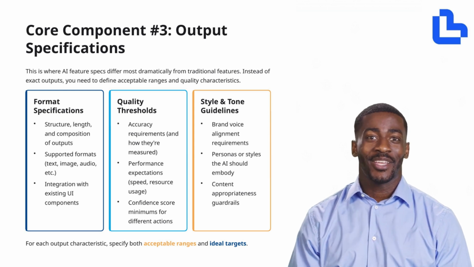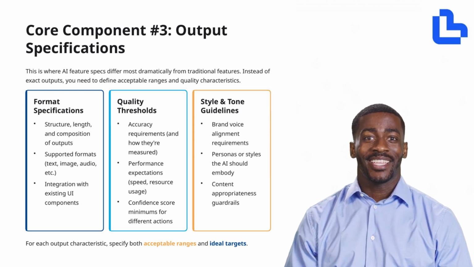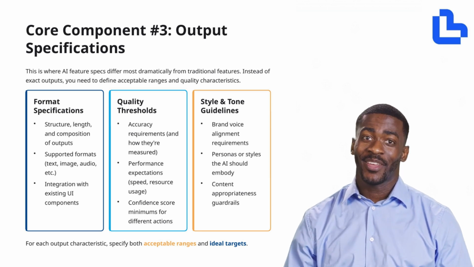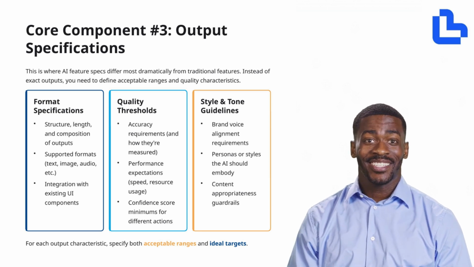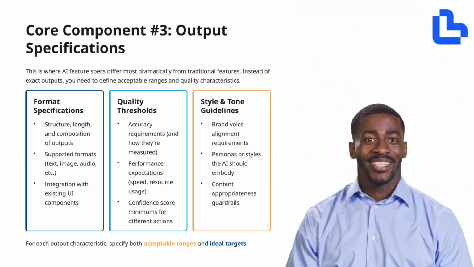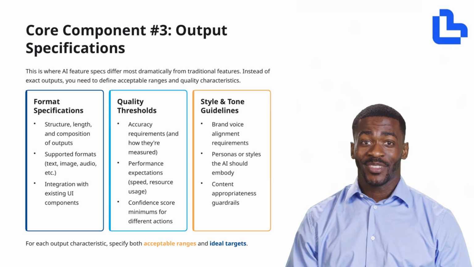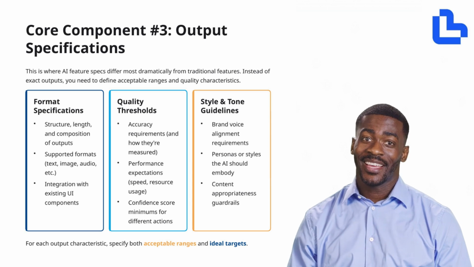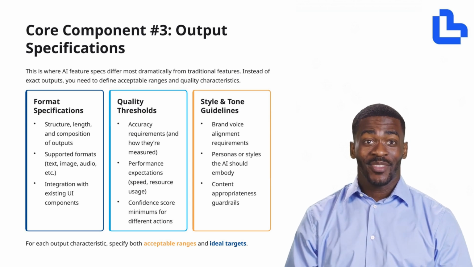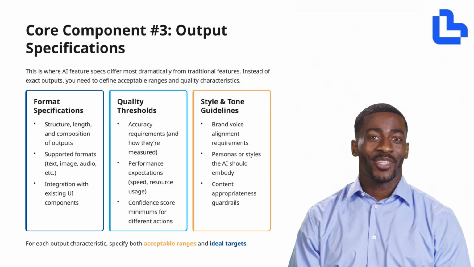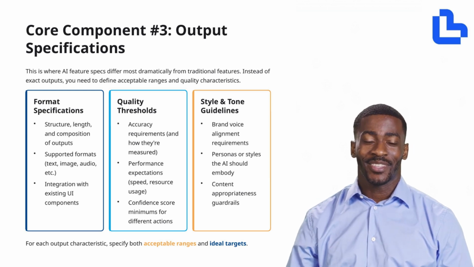For each of these characteristics, specify both acceptable ranges and ideal targets. This gives your team flexibility while maintaining quality and consistency. It also helps QA teams know what to test for and gives stakeholders a clear understanding of what good looks like. By defining output specifications thoroughly, you ensure that your AI feature delivers results that are not only technically sound, but also aligned with user expectations and brand standards.